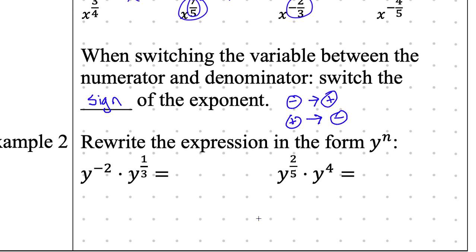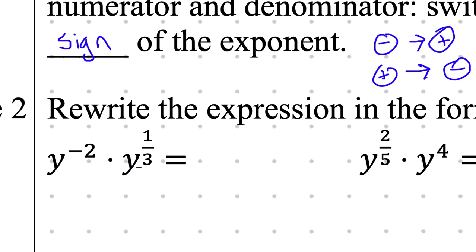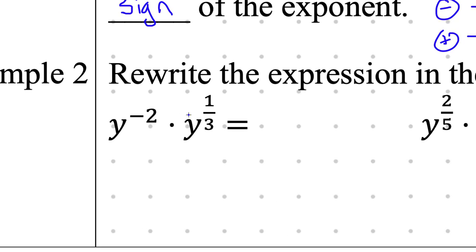All right, we're on to example number 2. We're using a different rule now. I'm multiplying with the same base. What do I do with the powers? What operation do I do with the powers? Ellery? You add them. Can you help us to add -2 and 1/3?